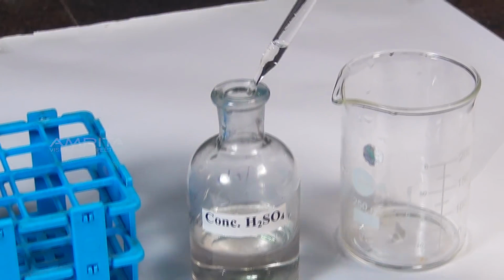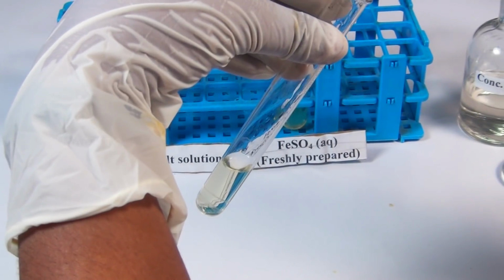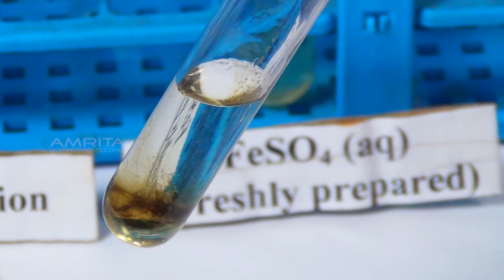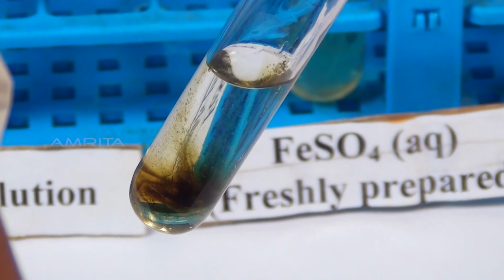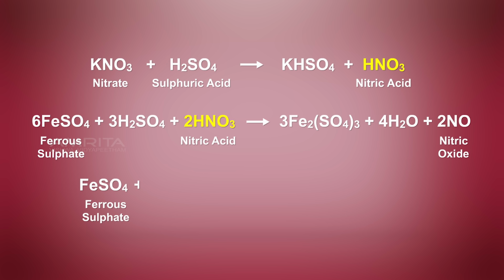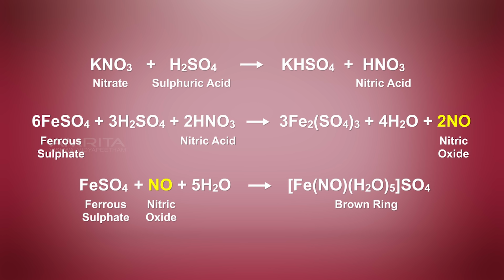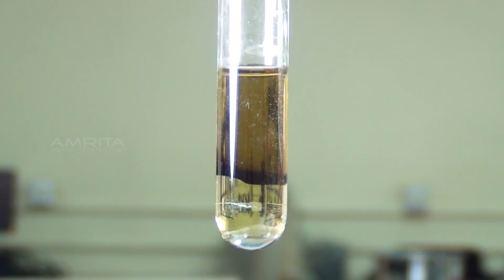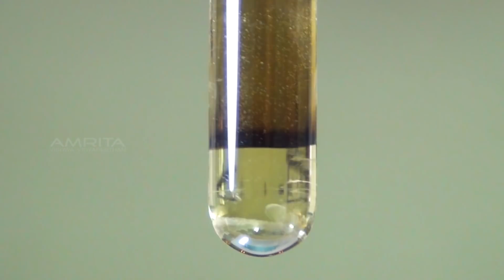Using the dropper, pour a small volume of concentrated sulfuric acid slowly along the sides of the test tube. Nitrate reacts with ferrous sulfate and concentrated sulfuric acid to form nitrosonium complex, which appears as a brown ring at the junction of the layers of the acid and the solution.